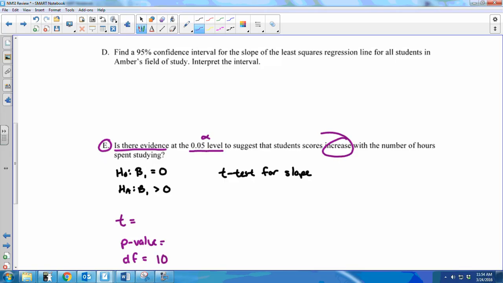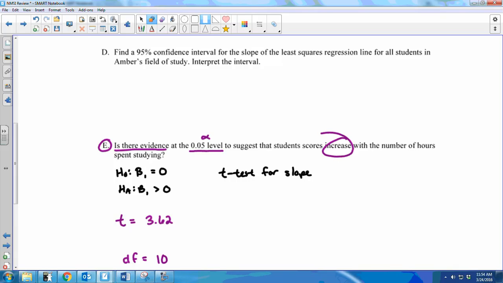In the table, you should be able to find t and p-value. Again, this is for the slope, so you need to look at the line that says study hours, because that's the line that talks about the slope. So what is t and what is p? We're going to talk about that in a second. What's t? 3.62.